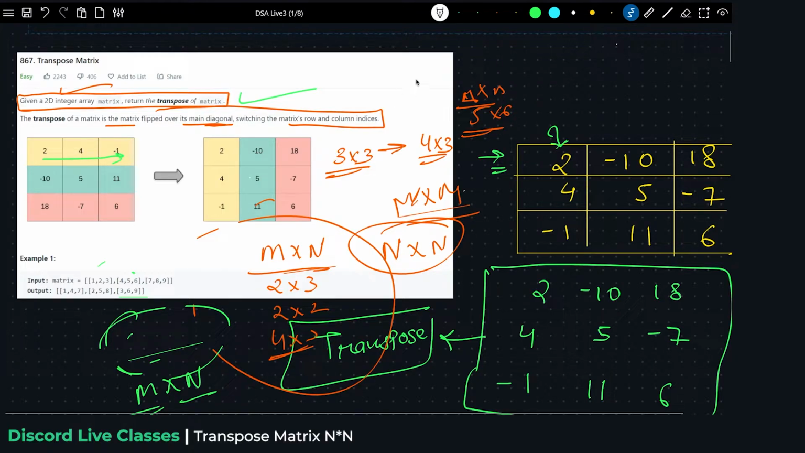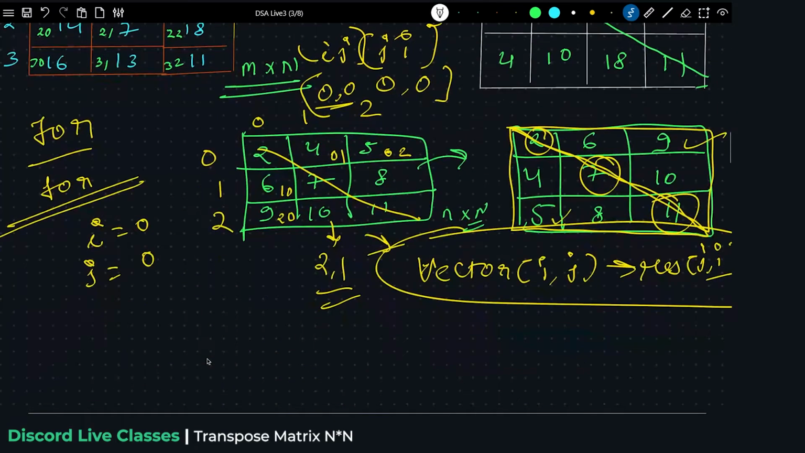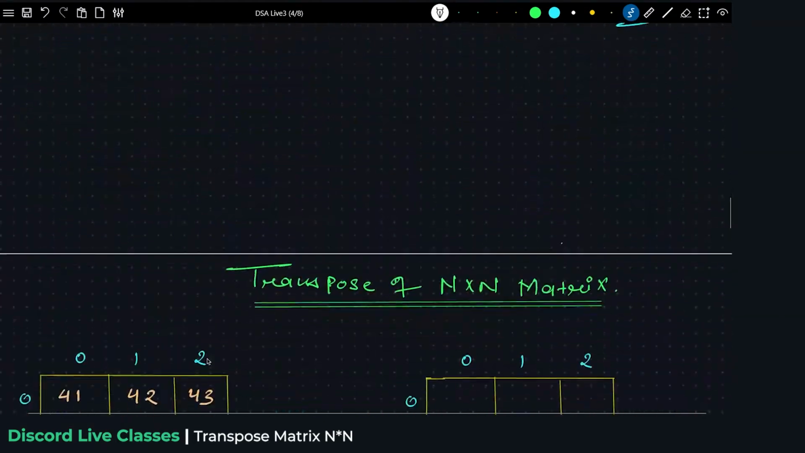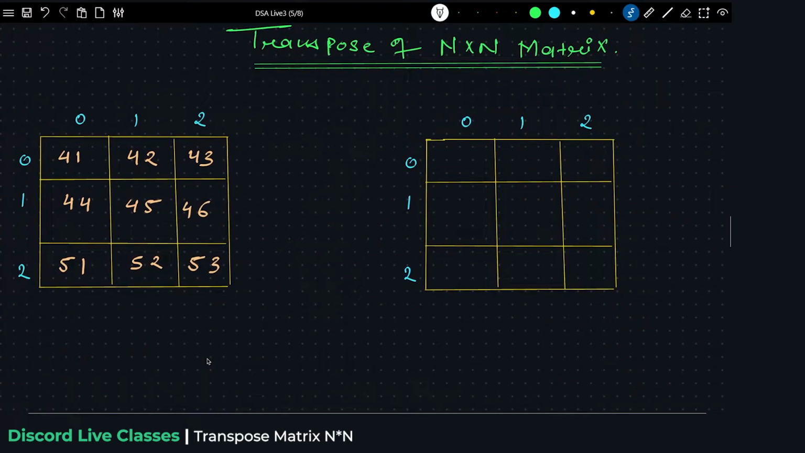We needed to solve that question in such a way that we could find a solution for an m cross n matrix. But what would happen when the interviewer tells you, okay, you have found the solution for that problem, now tell me the solution if you are given an n cross n matrix? How would you transpose this particular matrix?